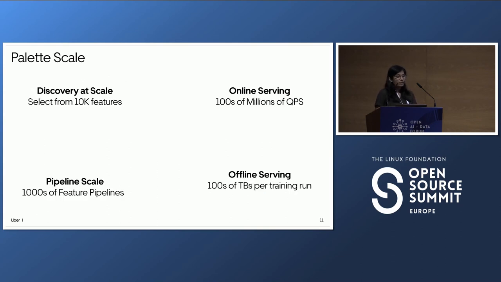These are just some numbers on what we do and what we manage. We have tens of thousands of features. We serve hundreds of millions of QPS. We serve at P99 of less than 10 milliseconds, so our SLAs are pretty tight there. Thousands of feature pipelines, hundreds of terabytes of data per training for a single model.